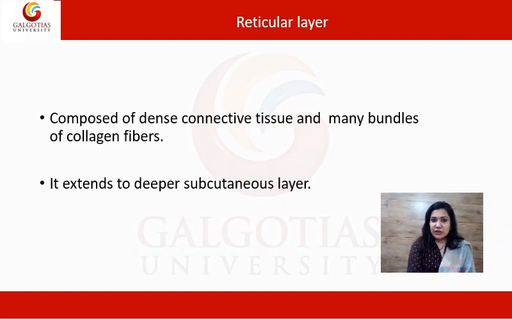Next is the reticular layer. The reticular layer is composed of dense connective tissue and many bundles of collagen fibers. It extends to the deep cutaneous layer.